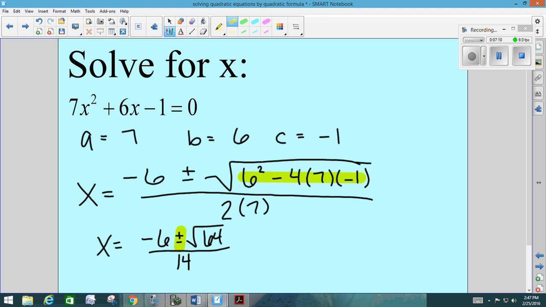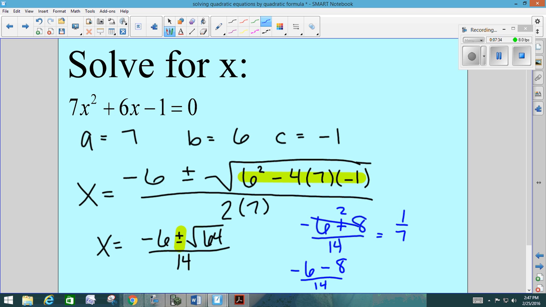So your first one, negative 6 plus 8, right, because the square root of 64 is 8, divided by 14. Simplify that. What's negative 6 plus 8? And then over 14 would become 1/7. Okay. The second answer is negative 6 minus 8 all over 14. And negative 6 minus 8 would be negative 14 divided by 14 gives you negative 1.